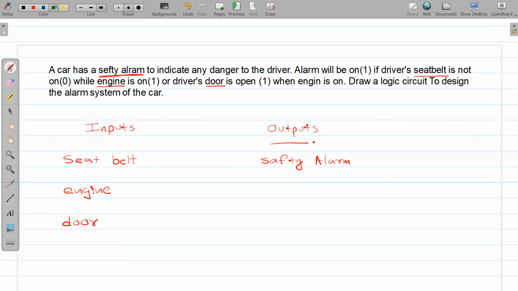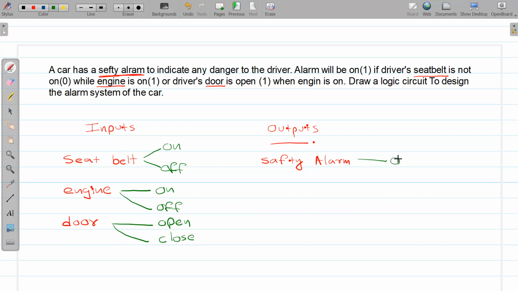Okay, so what are the states? Seat belt is on or off, right? That means we have put it on or not. Engine has on and off states as well. For door, it is open and close. Safety alarm is on and off.